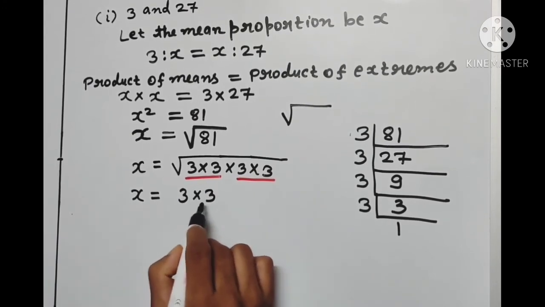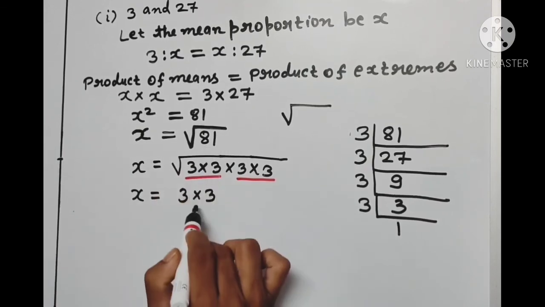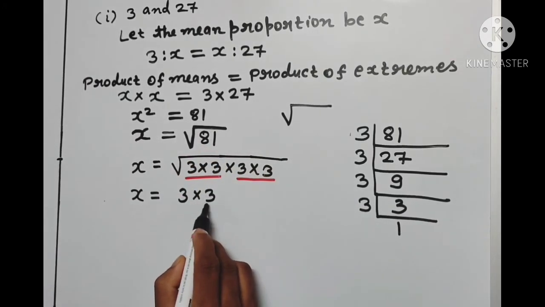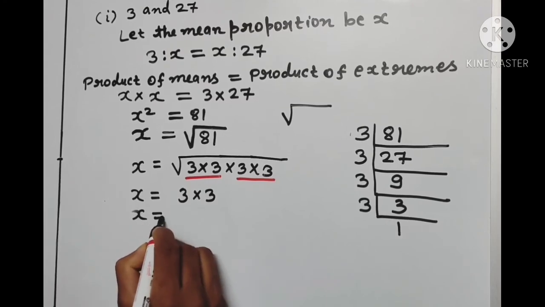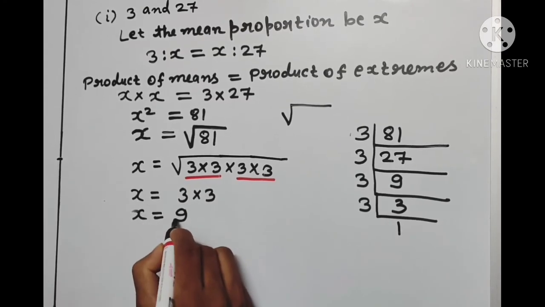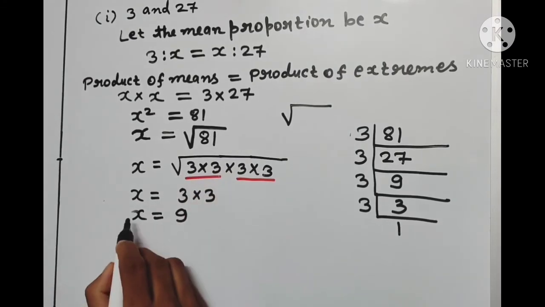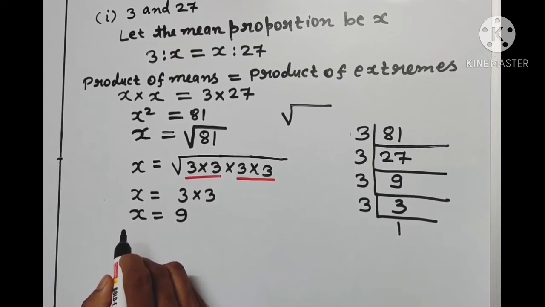Here we have got the value of the square root of 81, and it is equal to 3 into 3, that is x equal to 3 into 3, 9. The square root of 81 is 9. So we have got the value of x here. Clear?